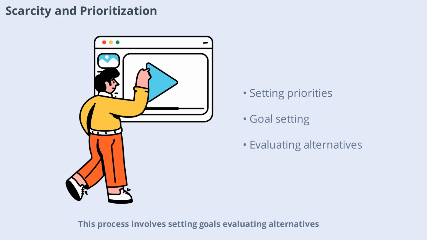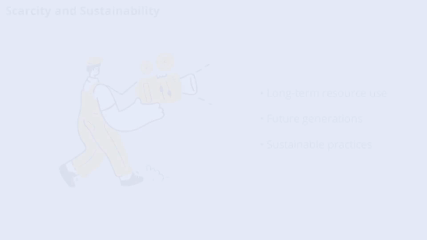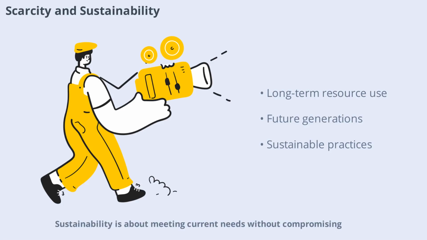This process involves setting goals, evaluating alternatives, and making trade-offs. Sustainability is about meeting current needs without compromising the ability of future generations to meet theirs. Scarcity makes sustainability a key concern, especially for natural resources. Sustainable practices help ensure that resources remain available over the long term.